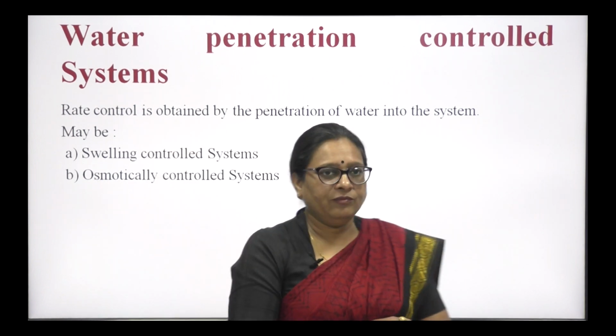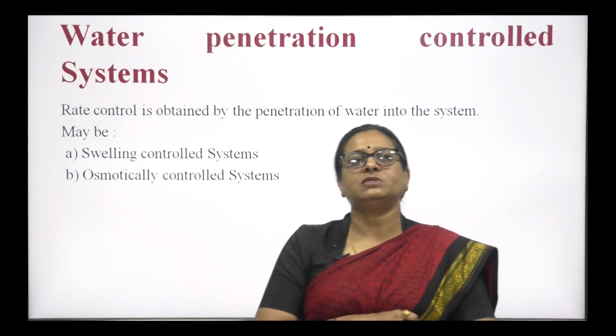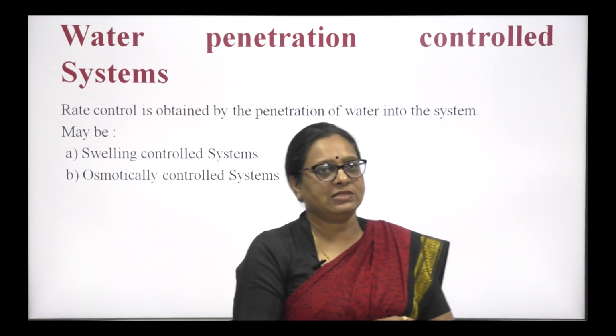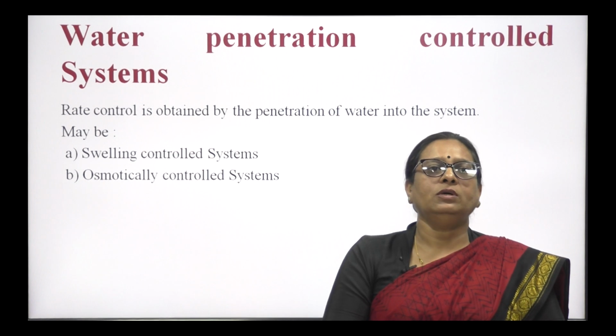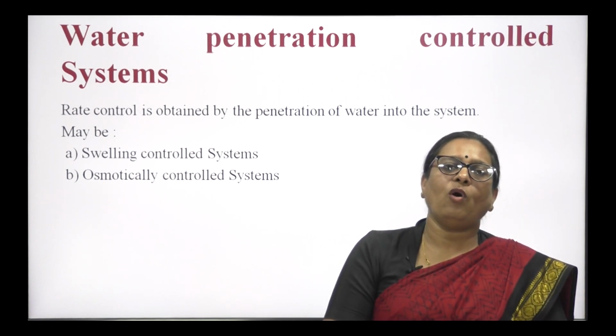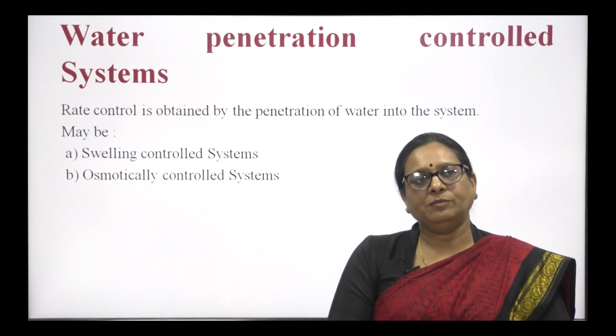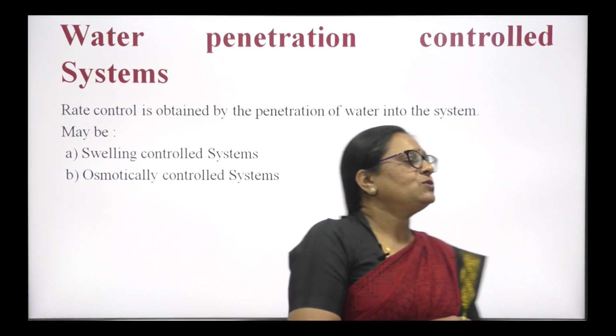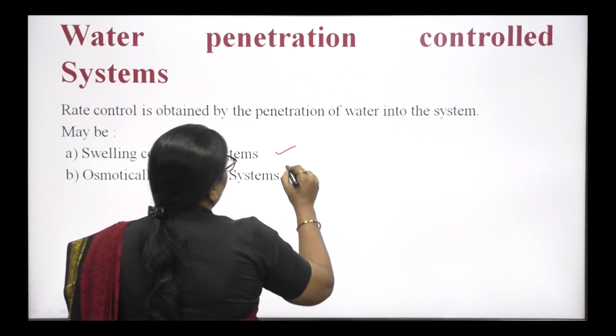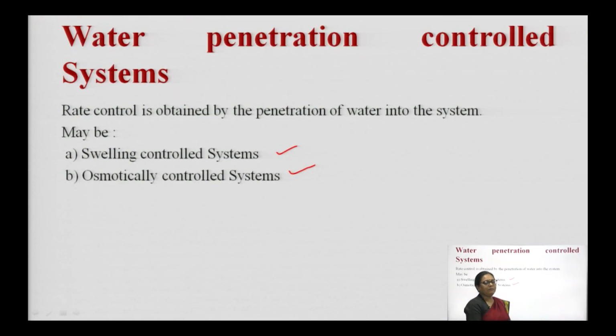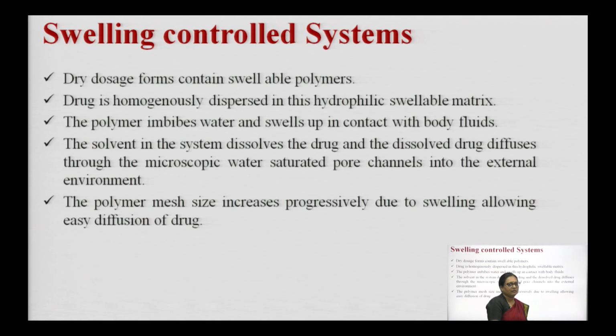Another mechanism for making controlled drug delivery systems is water penetration controlled release systems. Here the rate control is obtained by penetration of water into the system, and there can be two different mechanisms for this: swelling controlled systems and osmotically controlled systems. The name itself implies that swelling controlled systems will be based on solubility of the polymer, whereas osmotically controlled systems will depend upon osmotic pressure. So, let us have a look at these two systems.